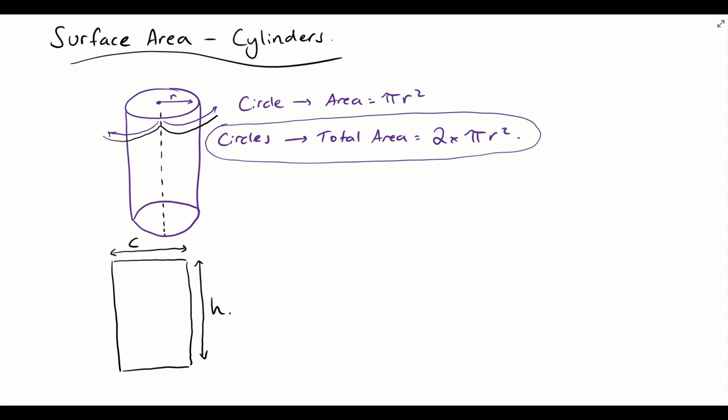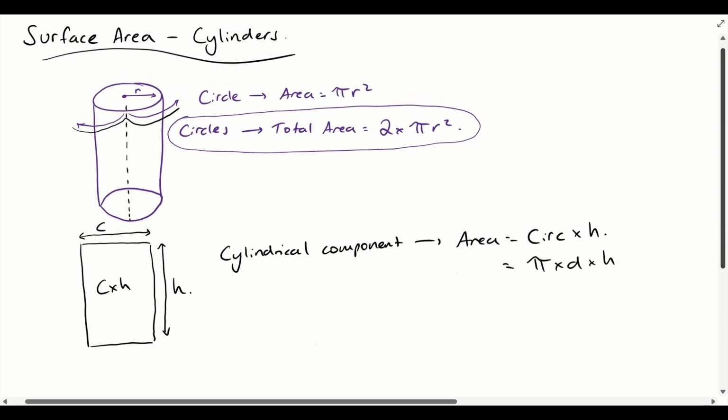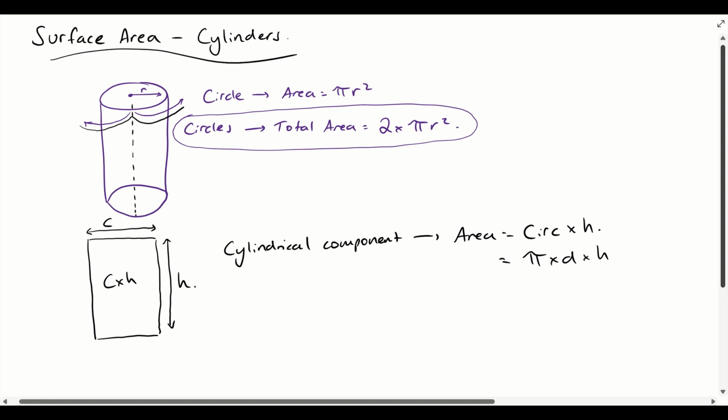So what is the area of this rectangle? Well, we know the area of a rectangle. That's just length times width. So in this case, C times h. So if we take a look at the cylindrical component, the area is equal to circumference times the height. Call it h. And well, the circumference, that's just pi times the diameter of the circle. Okay, we know that from our formulas for area and circumference of circles. So that's just pi times the diameter. And the diameter is 2 lots of the radius.